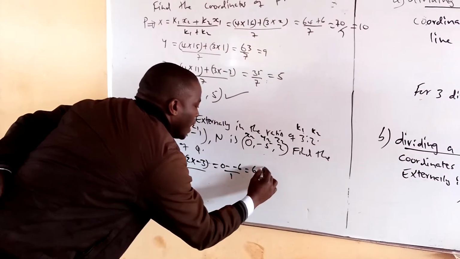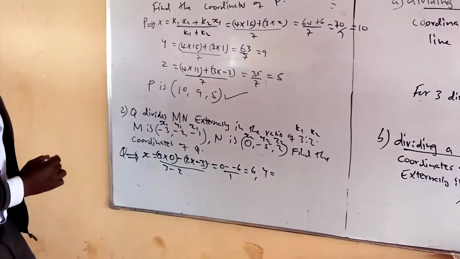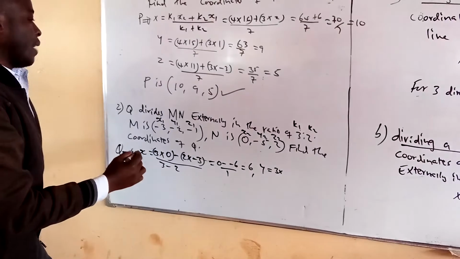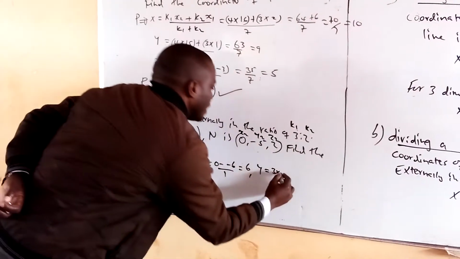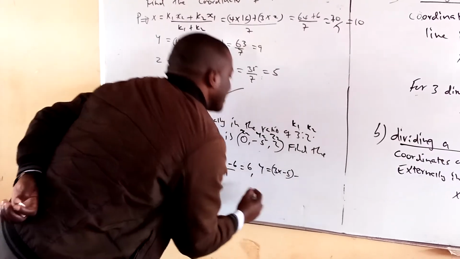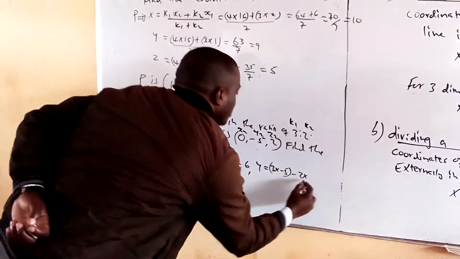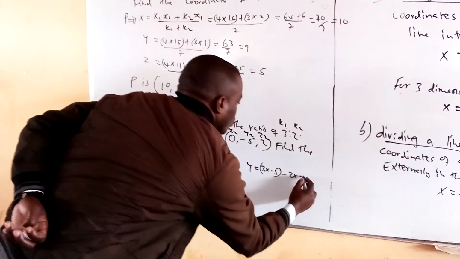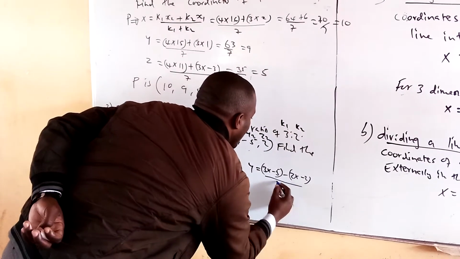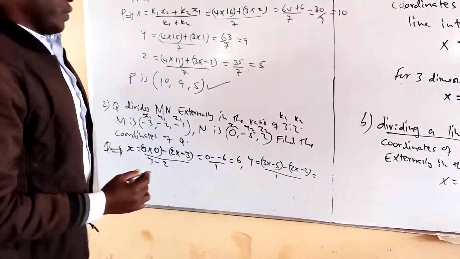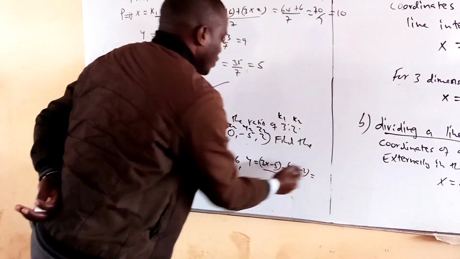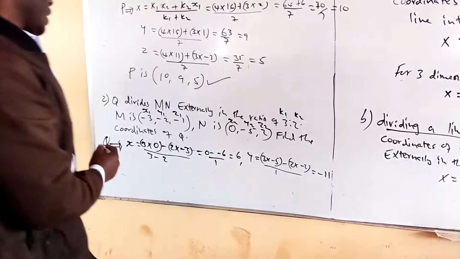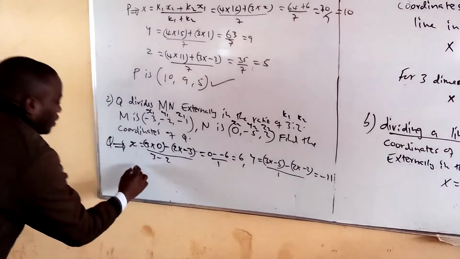We do the same for y. Now y will be equal to k1, which is 3, times y2, which is -5, minus k2, which is 2, times y1, which is -2, all over 1. This gives you -15 minus -4, which is the same as -15 plus 4, which gives you -11 over 1. That's -11.